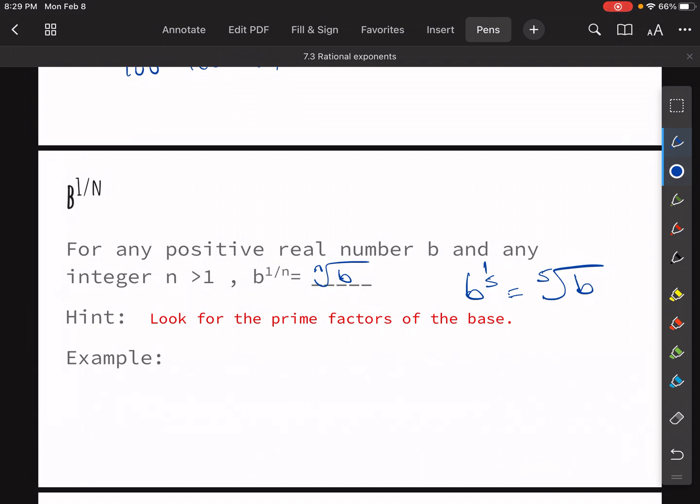The example that they give us here is we have 8 to the 1/3, which is equal to the third root of 8. This is just saying, what thing multiplied by itself 3 times gives you 8? And the answer to that is, well, let's start with the first one. 2 times 2 times 2 gives me 8, right? So this would be 2. So the third root of 8 is 2.